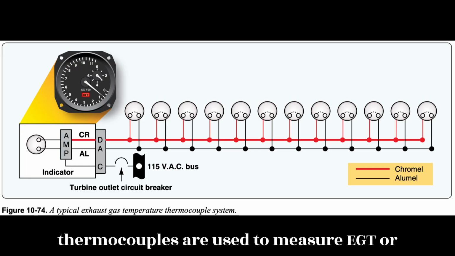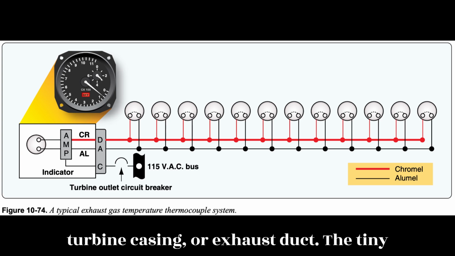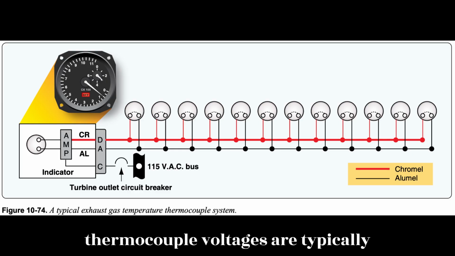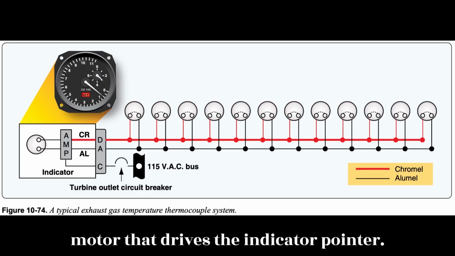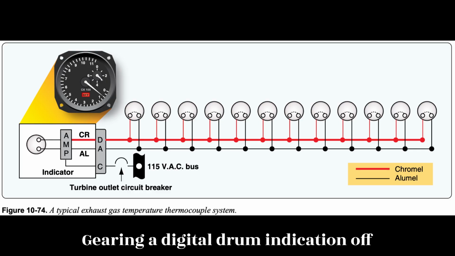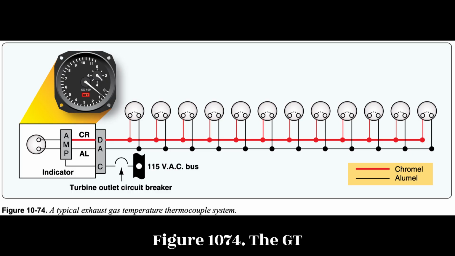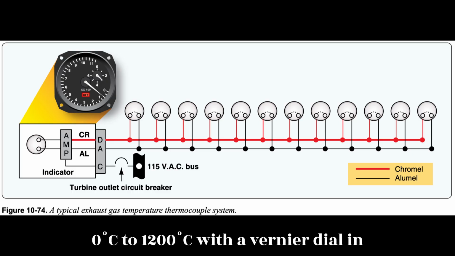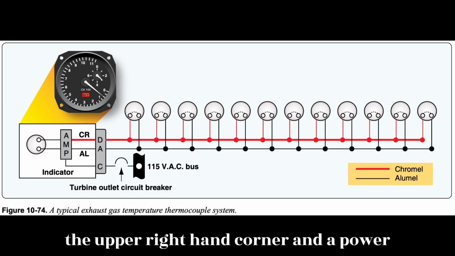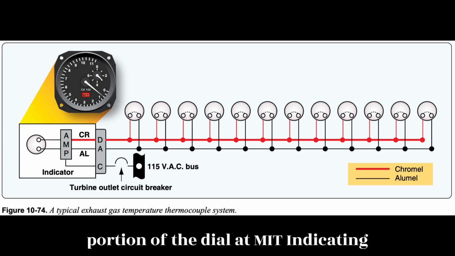Several thermocouples are used to measure EGT or TIT. They are spaced at intervals around the perimeter of the engine turbine casing or exhaust duct. The tiny thermocouple voltages are typically amplified and used to energize a servomotor that drives the indicator pointer. Gearing a digital drum indication off of the pointer motion is common. Figure 10.74. The EGT indicator shown is a hermetically sealed unit. The instrument scale ranges from 0 degrees Celsius to 1200 degrees Celsius, with a vernier dial in the upper right-hand corner and a power-off warning flag located in the lower portion of the dial.